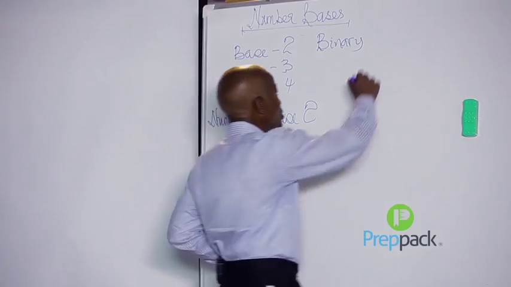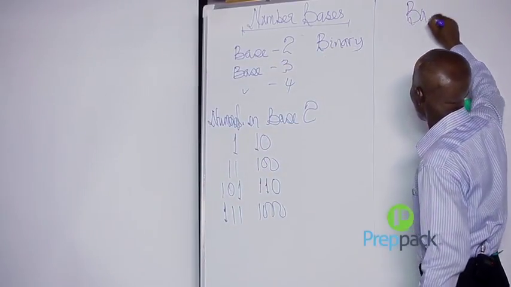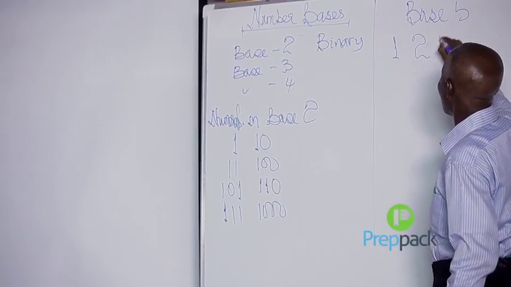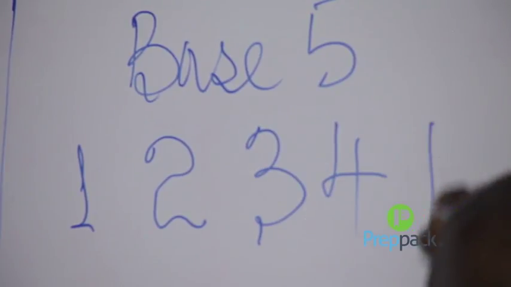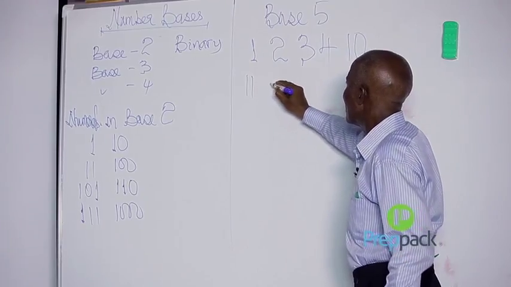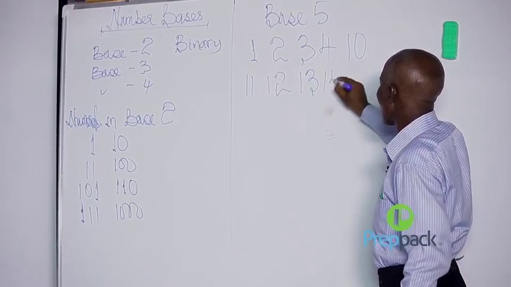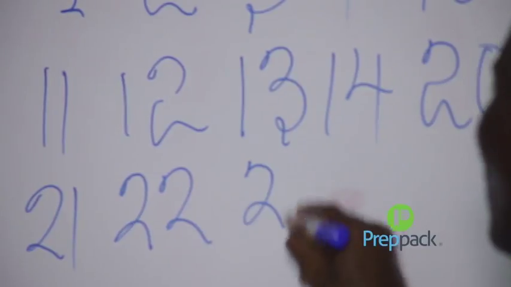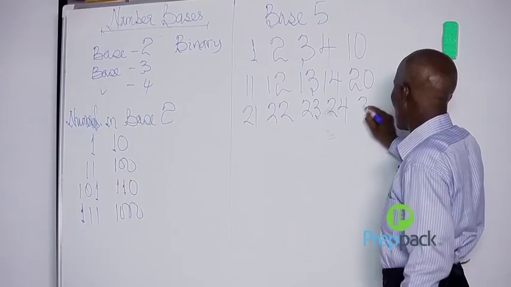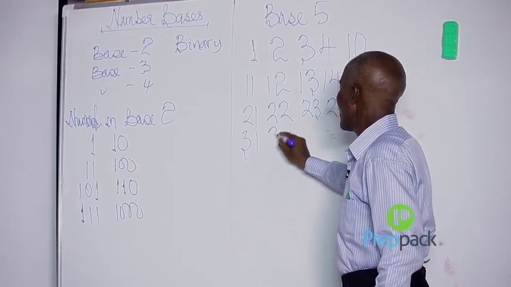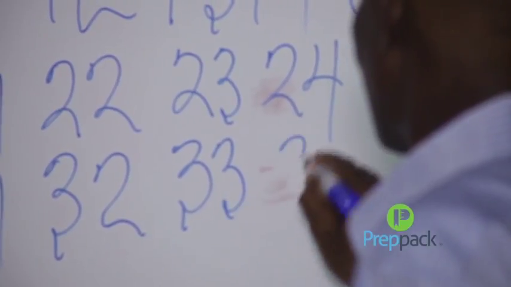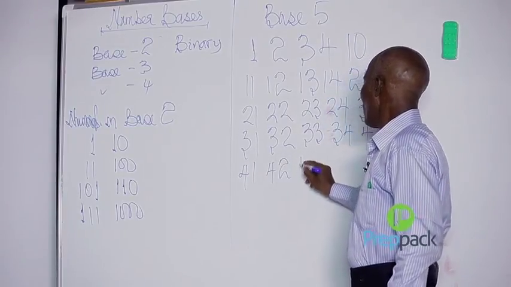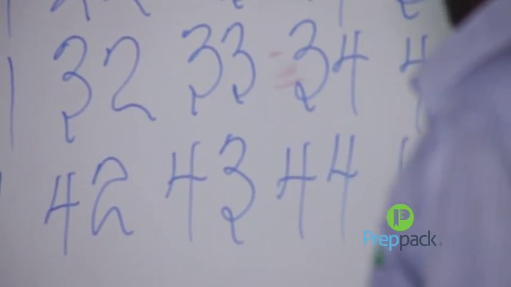We are looking quickly into base 5. Numerals in base 5 could be written as these: 1, 2, 3, 4, 10, 11, 12, 13, 14, 20, 21, 22, 23, 24, 30, 31, 32, 33, 34, 40, 41, 42, 43, 44, 100.